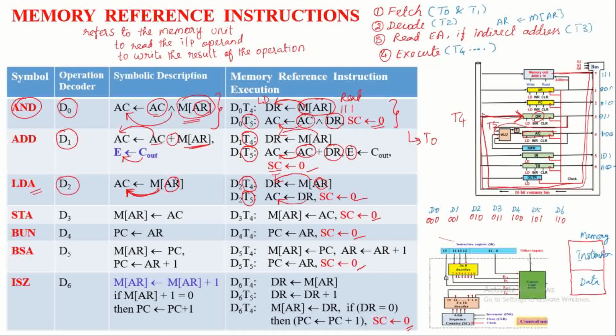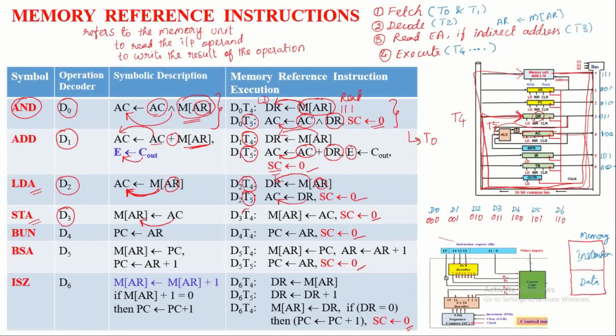Coming to the store accumulator to the memory word, this operation is performed when D3 output of the decoder is active. To transfer the content from the accumulator to the memory, is there any direct path? Yes. From the accumulator to the memory unit, there is a direct path available. So, this data transfer can happen within a single clock cycle.